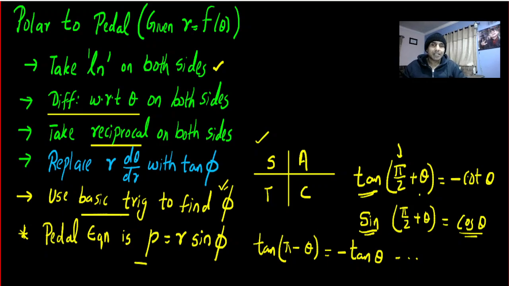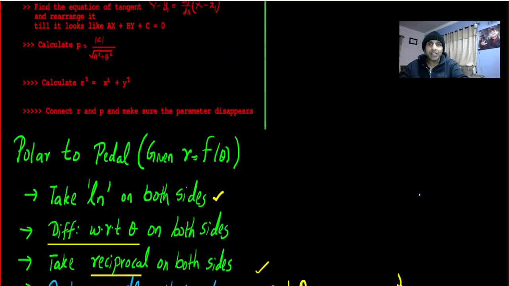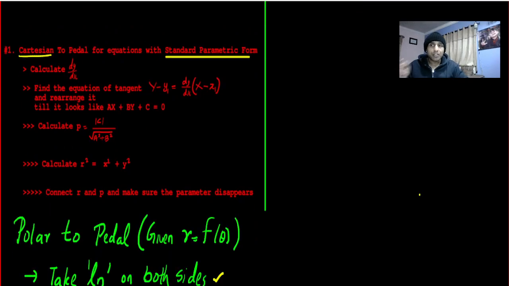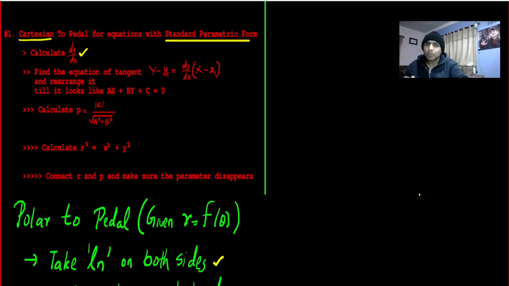Now this is so easy. Pedal equation is p equal to r sine phi. No complication like the last one. It's so easy. Do you still remember Cartesian to pedal? We convert to parametric form, find dy by dx, and at the last you had to do a lot of things. But this is super easy.